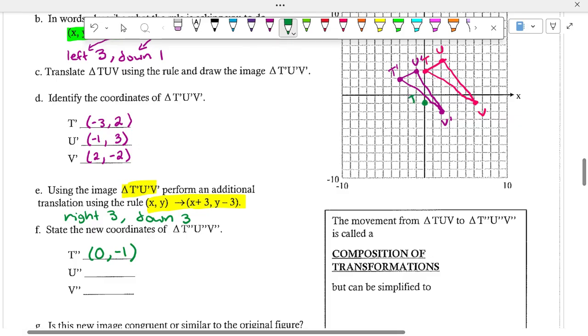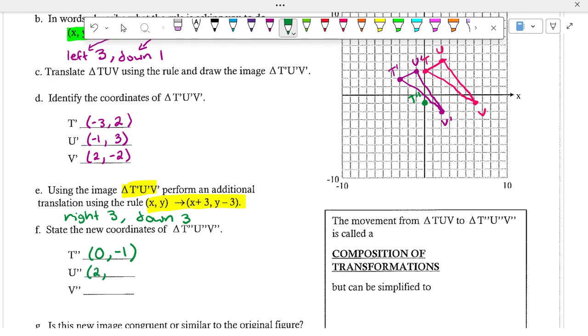We call it T double prime. So double prime means we did 2 transformations from the original. All right. So if you see 2 little tick marks, that means we did 2 transformations from our pre-image. So to get from the pink to the green, you have to do 2 different transformations. That's what that means.